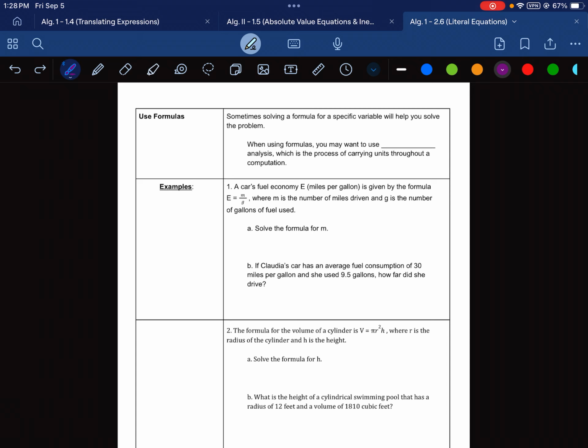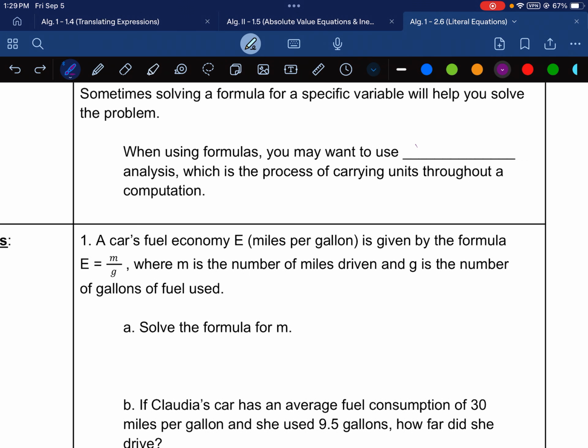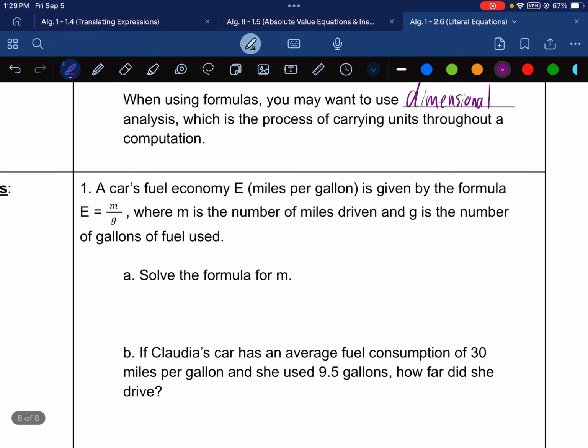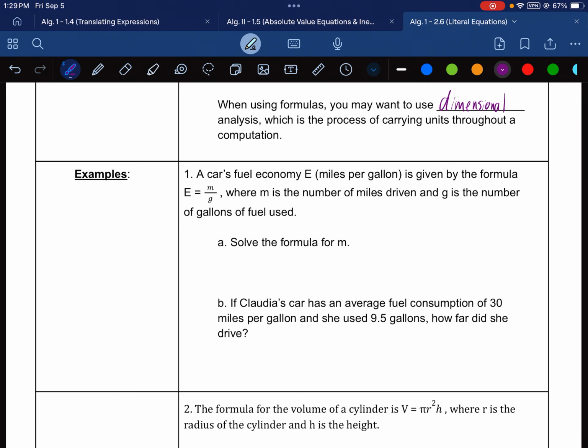Now let's use some formulas for more word problems. Sometimes solving a formula for a specific variable will help you solve the problem. And when using formulas, you might want to use what we call dimensional analysis. That's the process of carrying units or converting units throughout a computation. Sometimes we have to convert from miles per hour to kilometers per hour, for example, or from inches to centimeters, or different conversions such as those. While we won't be practicing those conversions here, we're going to go ahead and work on some word problems.